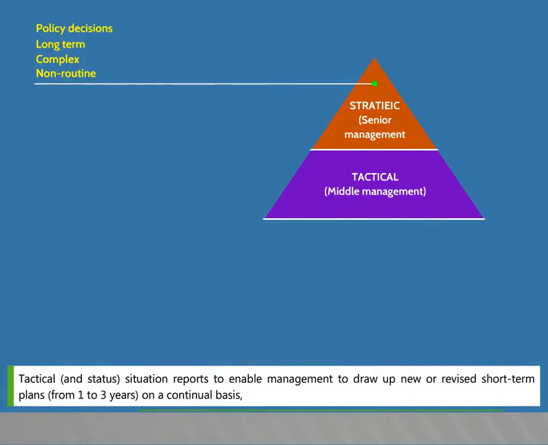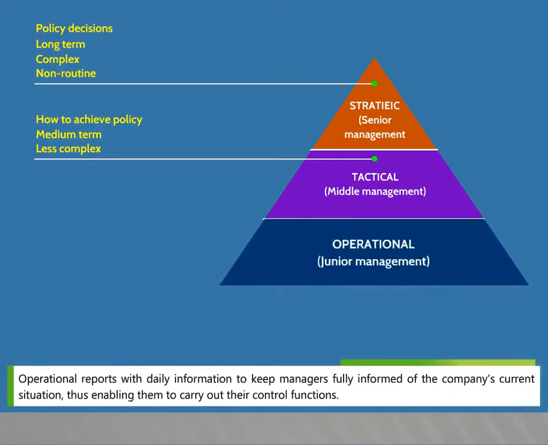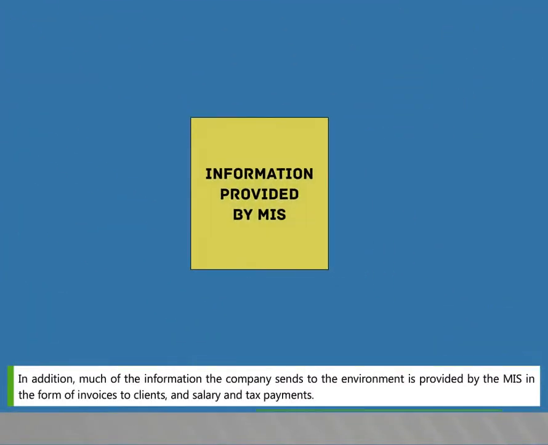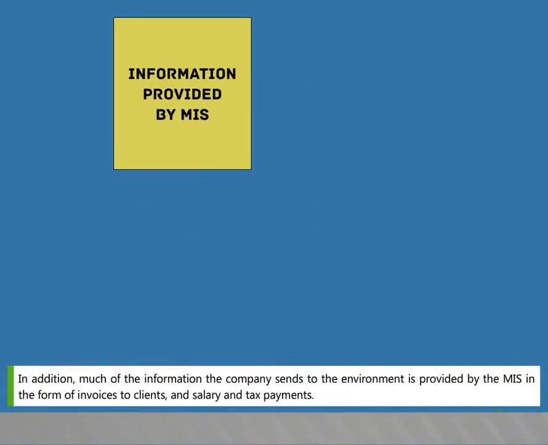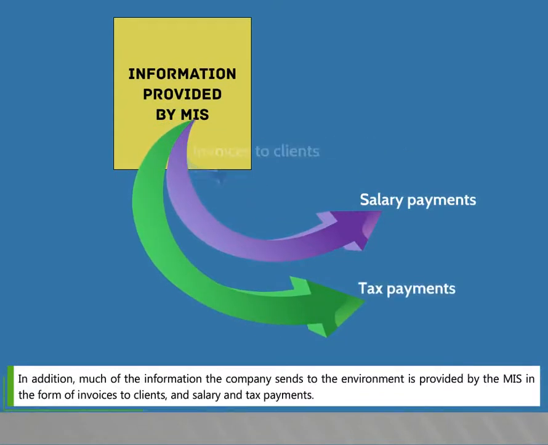Tactical and status situation reports enable management to draw up new or revised short-term plans, from 1 to 3 years, on a continual basis and to perform their planning and control functions efficiently so that the subsystems can be properly coordinated. Operational reports contain daily information to keep managers fully informed of the company's current situation, thus enabling them to carry out their control functions. In addition, much of the information the company sends to the environment is provided by the MIS in the form of invoices to clients and salary and tax payments.